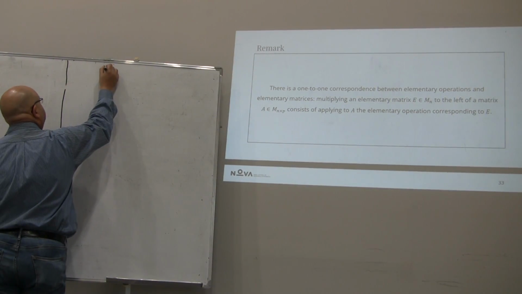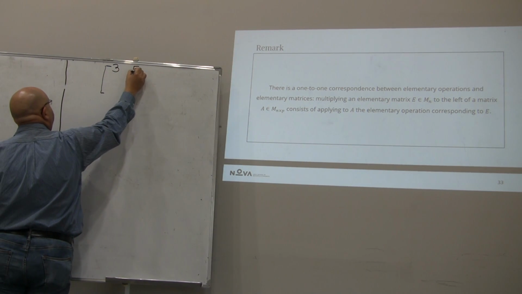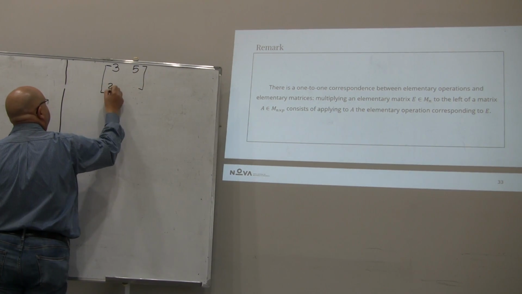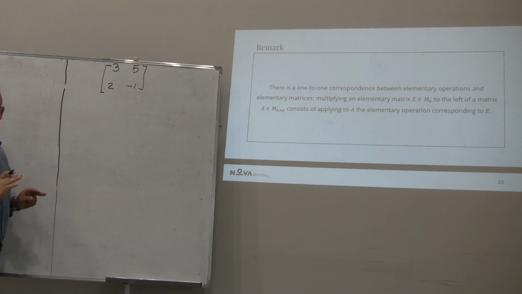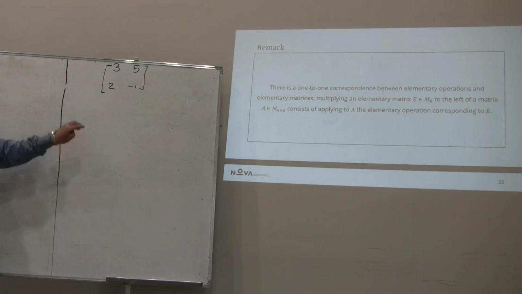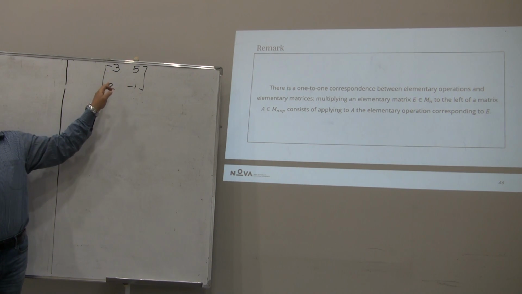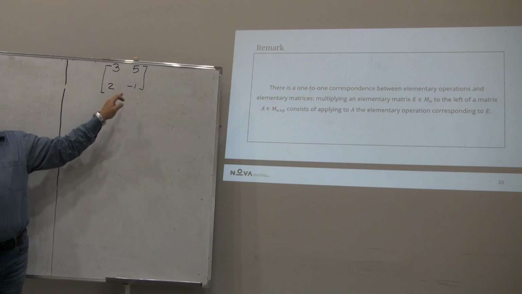الجزء ده فاهمينه يا شباب؟ أي ماتريكس، أي أرقام: 3 5، 2 and negative 1. واضحة؟ أنا عايز أسواب الروز. الفيرست رو يبقى مكان السكند رو والسكند رو يبقى مكان الفيرست رو. هبدل الروز ومش هعمل حاجة تانية. يبقى هيبقى عندي هنا 2 نيجاتيف 1، صح؟ وتحت يبقى 3 و5.